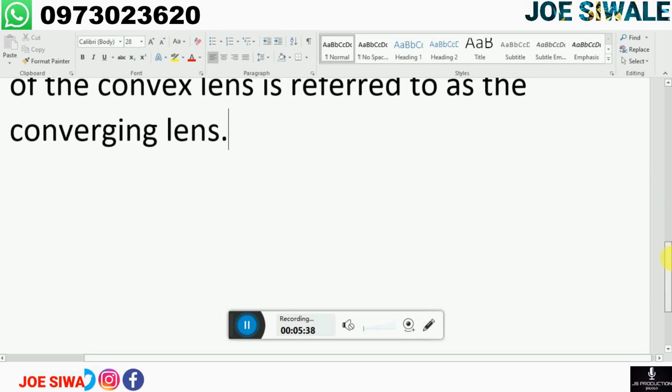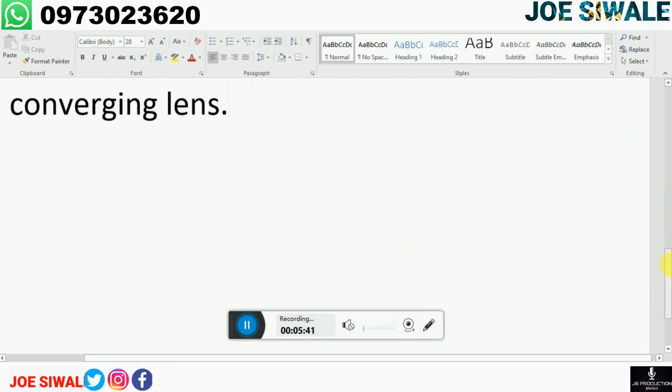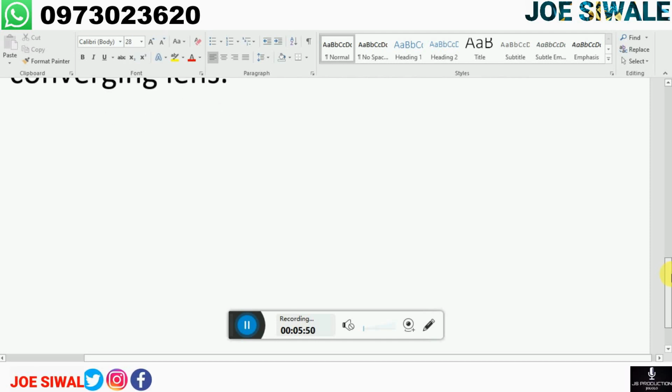Let us now look at how the convex lens converges the light rays. So I need to draw a diagram here.